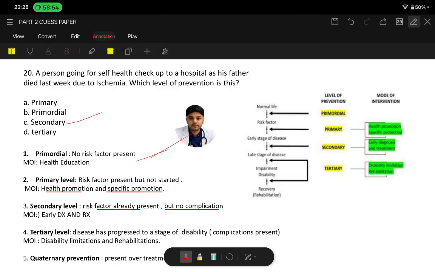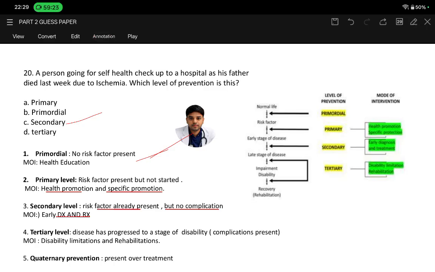Okay, there are no complications. For this one, what is the mode of intervention, how are you going to prevent this? You have to do the early diagnosis and early treatment. That is your secondary. If you see any screening test or treatment, you have to mark the answer as secondary.